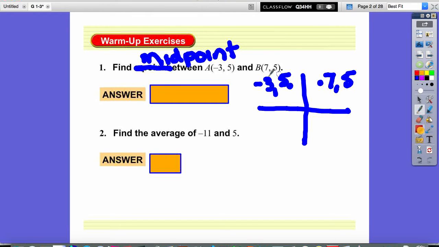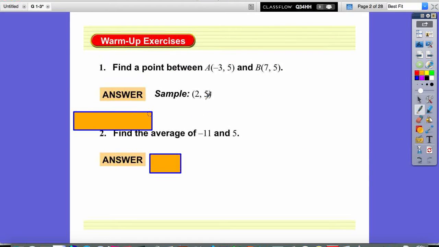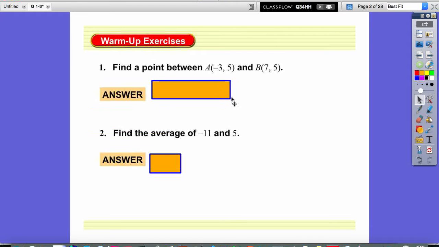The y value isn't changing, so I'm going from -3 to 7, which is a distance of 10. Okay? So we want the midpoint of that. Now, they actually said any point, so anything that has an x value of greater than -3 and less than 7, but with a y value of 5 would be in between. Find the average of -11 and 5. From -11 to 5, if I add those together, -11 plus 5 is -6, and -6 divided by 2 is -3.